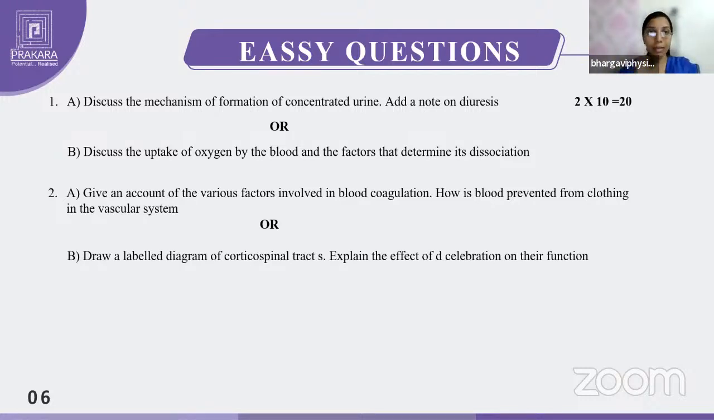Then the other one is B: discuss the uptake of oxygen by the blood and the factors that determine its dissociation. Among these A or B, only one you have to write. You should not write both A and B of this one, and you should not leave the second bit at all. Among the A and B of the first question, you have to write any one.